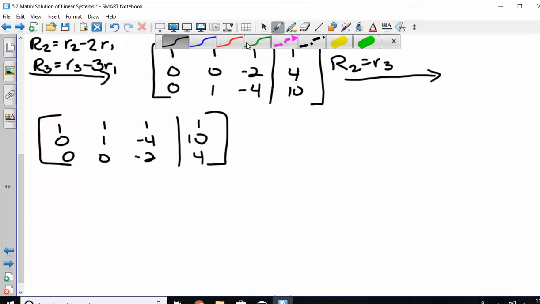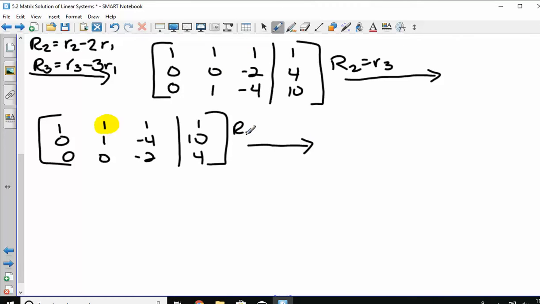I've got my 1. I have one of my zeros. I need to make this one a 0. So we are working on row 1. So row 1 equals row 1. It's a positive 1, so subtract 1 of, which row has a 1 in it? Row 2. Yeah. So 1 minus 0 is 1. 1 minus 1 is 0. 1 minus negative 4 is 5. 1 minus 10 is negative 9.